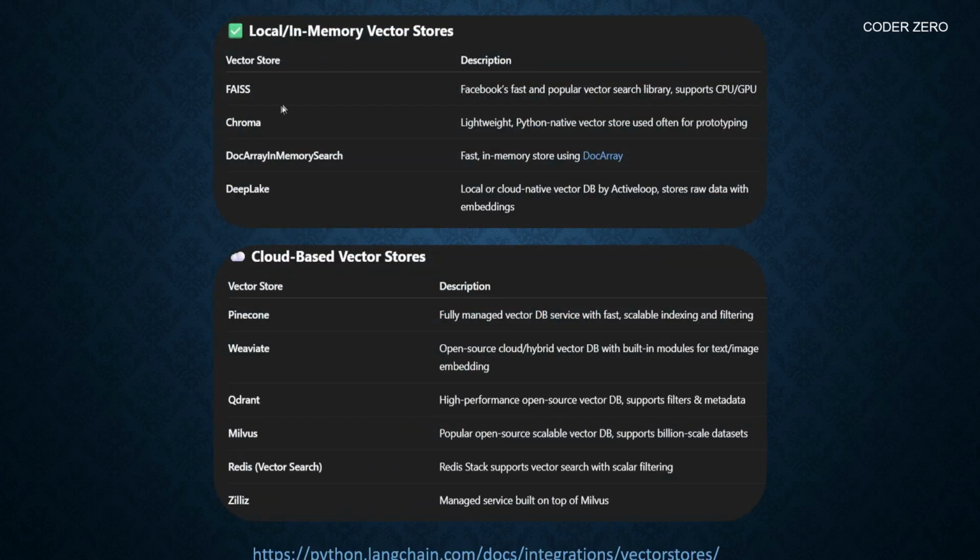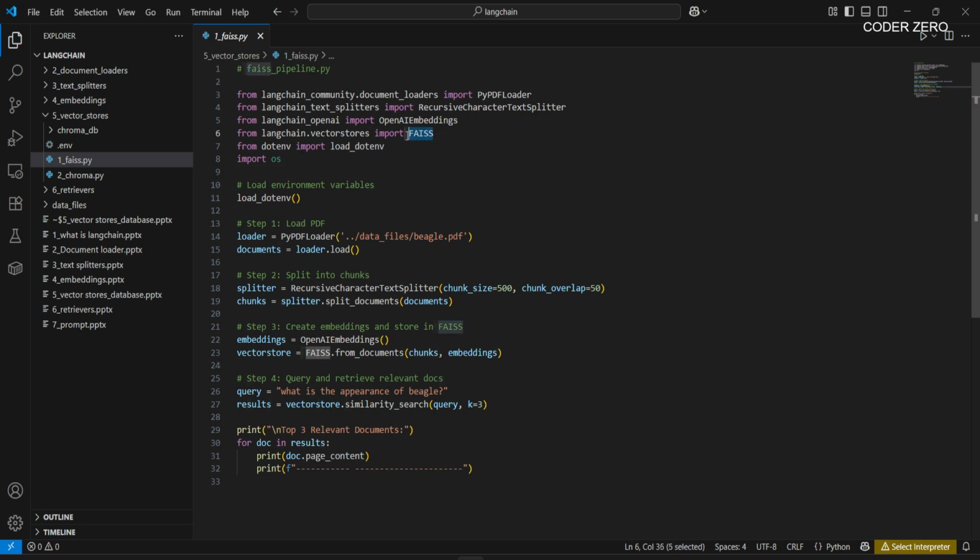Now in LangChain, we have local or in-memory vector stores, that means offline vector stores. So we have FAISS, we have Chroma DB, we have Deep Lake. We also have cloud-based vector stores. We have Pinecone, Weaviate, Qdrant, Milvus. So you can use any of these vector stores. The local ones won't be chargeable, but I think the cloud ones will charge some amount of fee if you want to use their services.